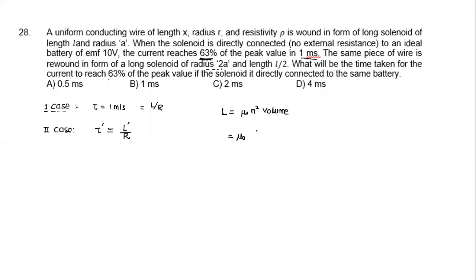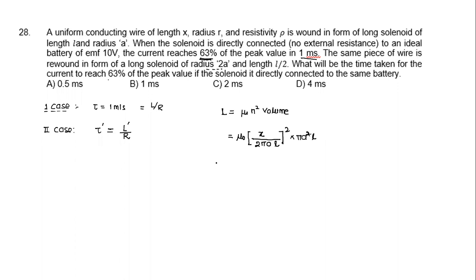So what is n equal to? Number of turns. If x is the length of the wire, the total number of turns will be equal to x divided by 2 pi a. That will be the total number of turns, but we need turns per unit length. We divide by L, and that becomes the value of n. So the square of this is the n square term. Volume will be equal to pi a square into L.